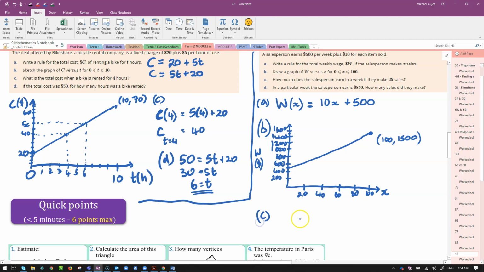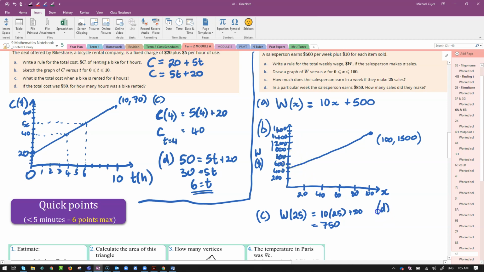Let's use our equation. So the wage when I sell 25 items is 10 times 25 plus 500. That's going to be $750. Yeah, so you can see it was pretty inaccurate there.